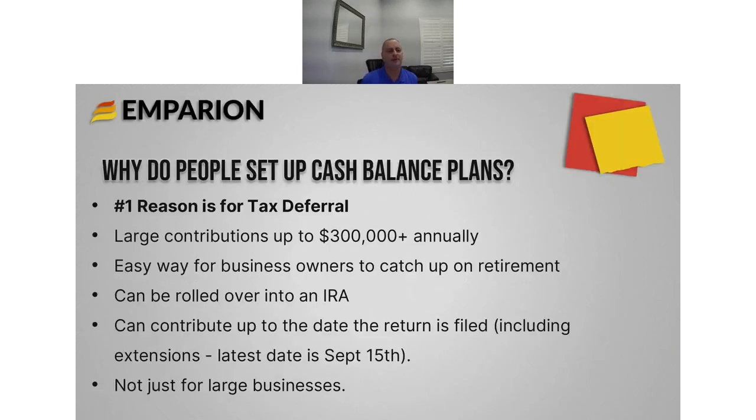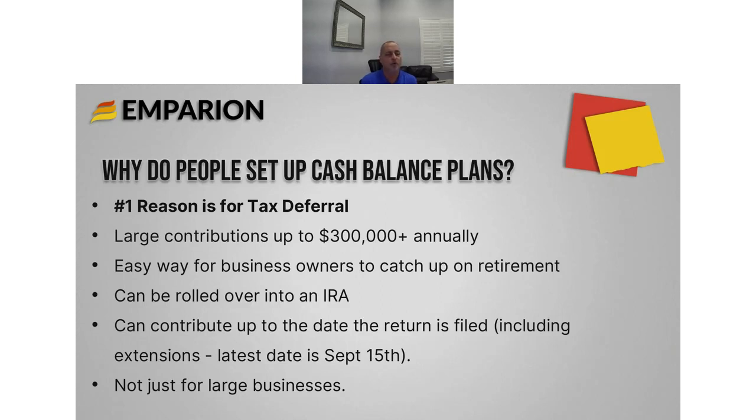Why do people set up cash balance plans? Number one reason, tax deferral. We can get contributions in as high as 300 grand. In fact, we can do some prior service and some very interesting things. So we can get annual contributions of 3, 4, 500,000 for an individual, depending on age and income, typically for someone who's much older and has a very high income. It's an easy way for business owners to catch up on retirement.